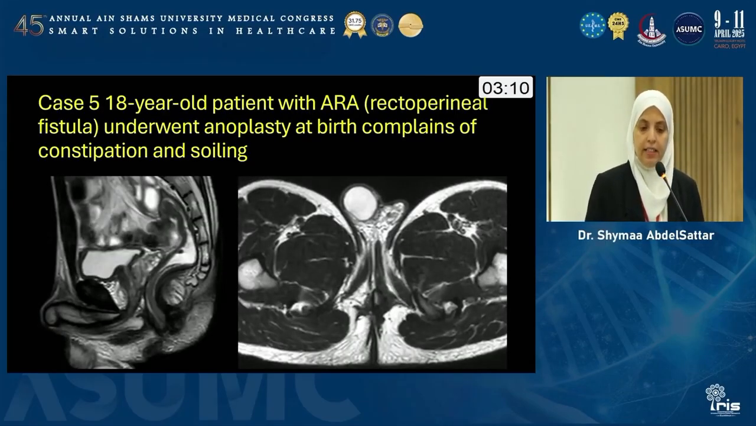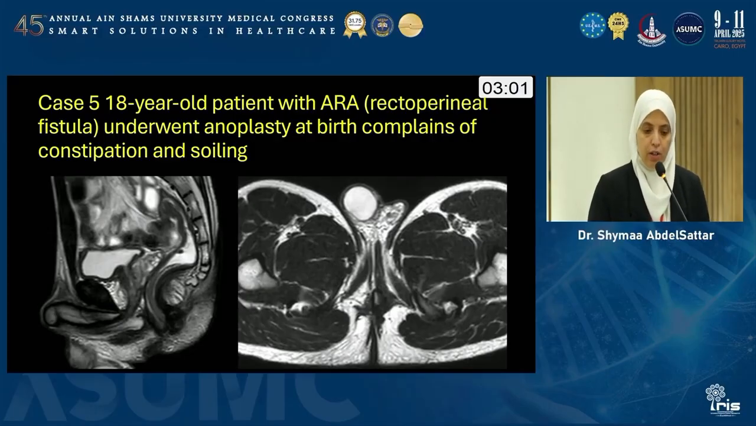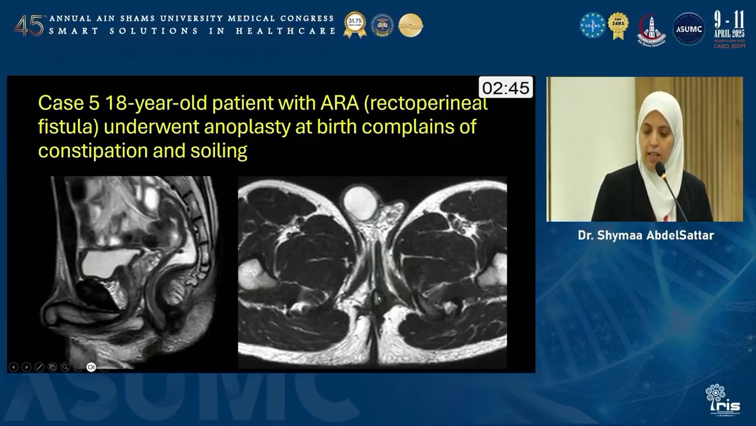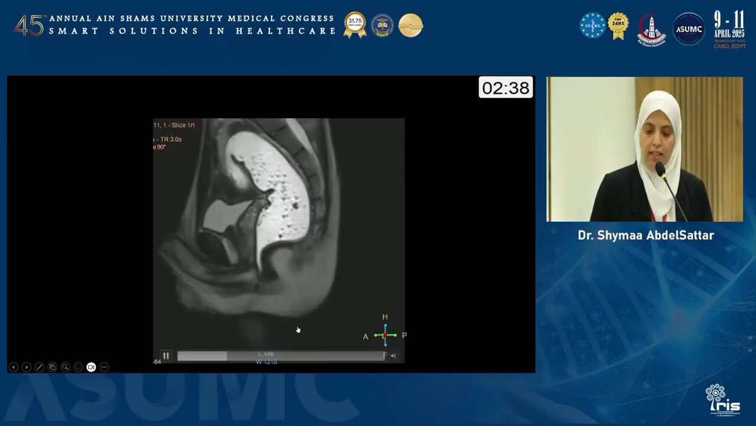The last case is an 18-year-old patient with anorectal anomaly. It was a rectoperineal fistula, and he underwent anoplasty at birth. However, he complains of constipation and soiling. These are the static images showing a sagittal T2 weighted image. We can see here buckling of the muscles behind the rectum, as well as behind the anal canal, along with marked fibrosis here. In the axial sections, we can see the anal canal is anterior to the transverse perineal muscle, along with post-operative fibrosis. This is the dynamic image.